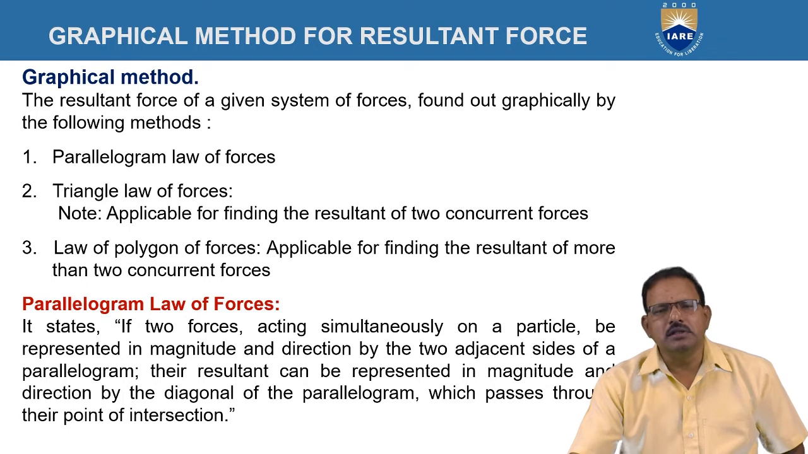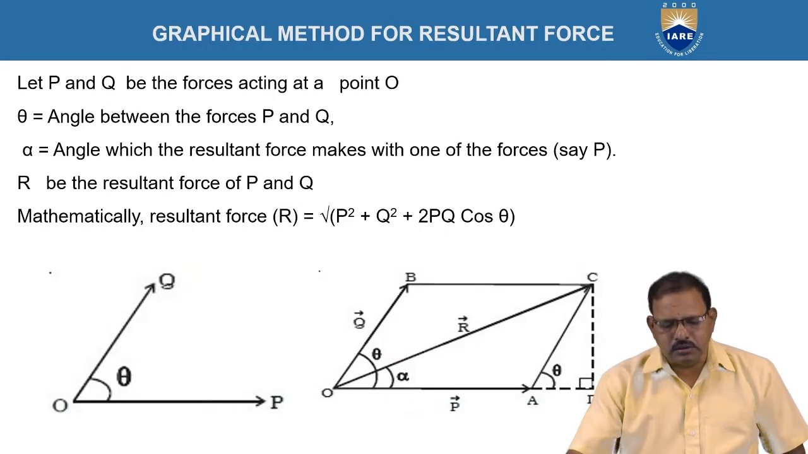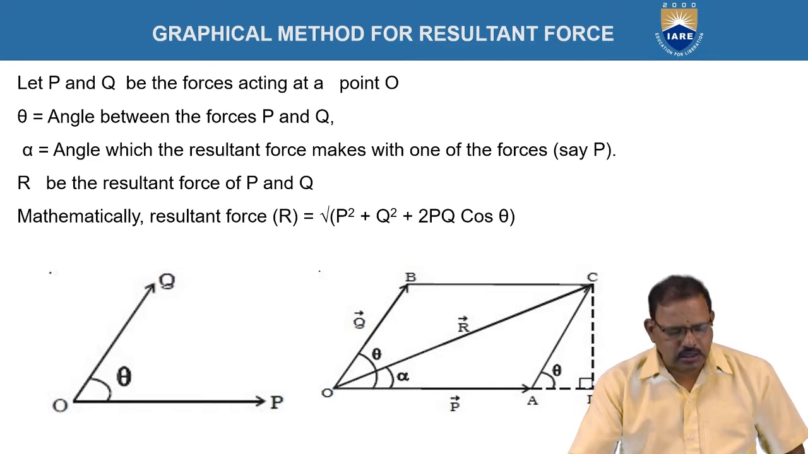Parallelogram of forces. This method is used for determining the resultant of two forces acting on a body and they are concurrent. It states that if two forces acting simultaneously on a particle are represented both in magnitude and direction by the two adjacent sides of a parallelogram, then the diagonal passing through the point of intersection of the parallelogram represents the resultant of these two forces both in magnitude and direction. Let P and Q be the forces acting on a body at a point O. The included angle between them is theta.